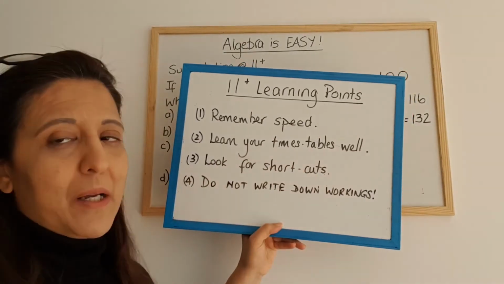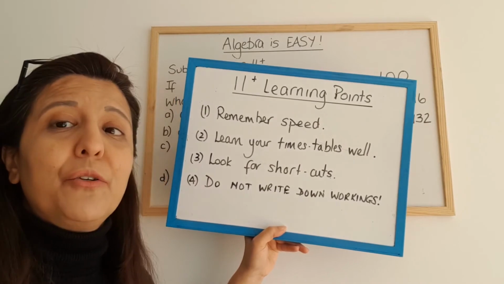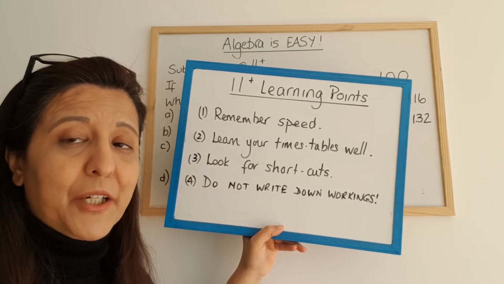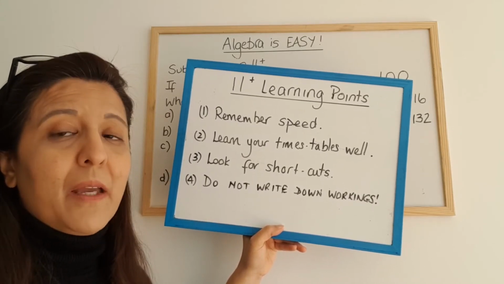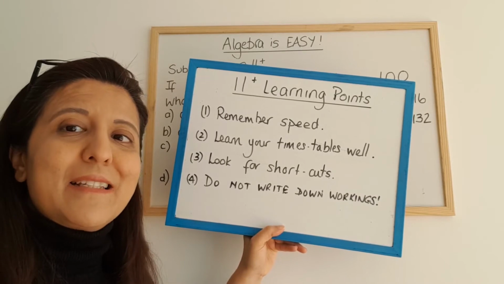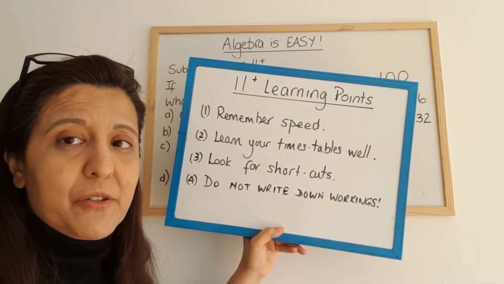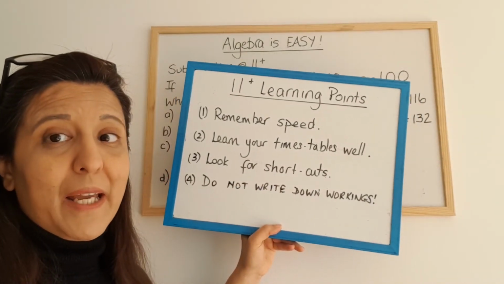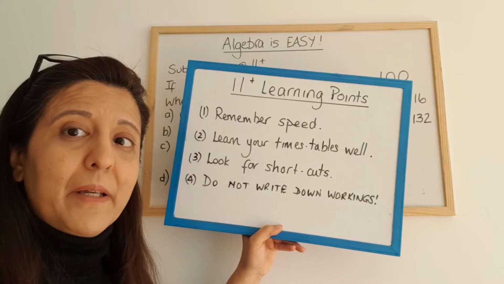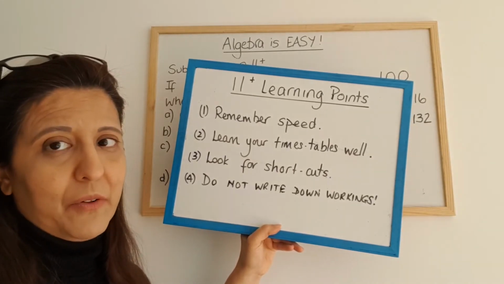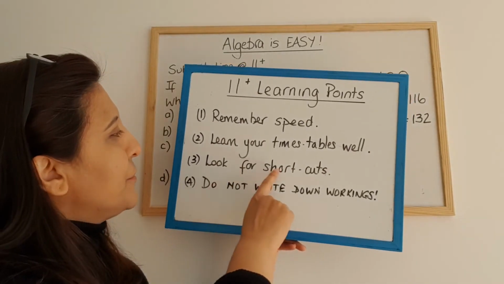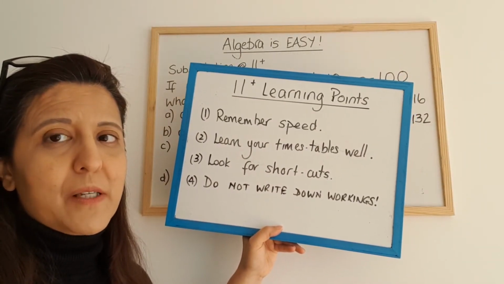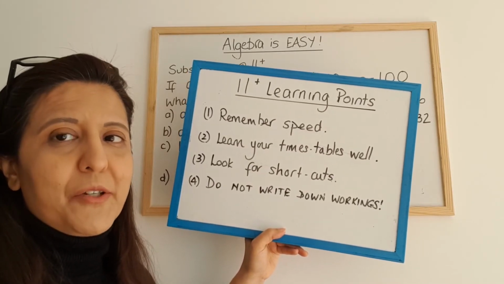Learn your times tables well. Now this is really important. You need this. It's important to understand that 11 plus, you need to be fast, accurate with your times tables. Without that level of accuracy, it is difficult to answer enough questions quickly to pass. So it is good to practice your times tables whenever you can and to keep learning them and get quicker and quicker. You can always get quicker with your times tables. Look for shortcuts. Now, this is very important with 11 plus questions. Look for shortcuts. If there's a quicker way of doing it, always do it.